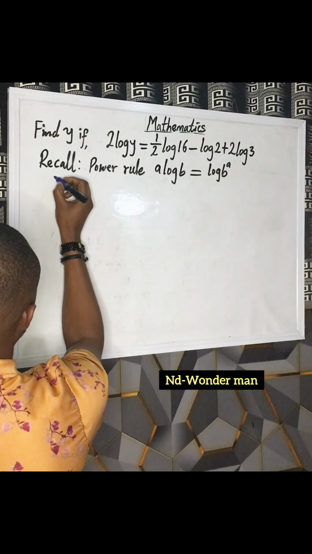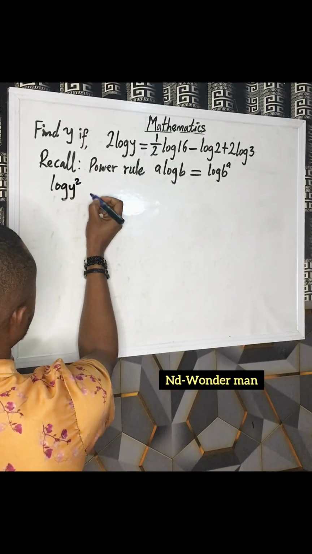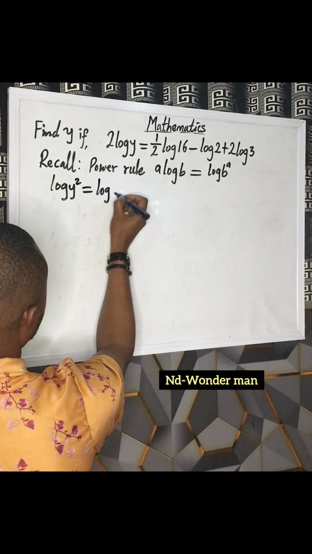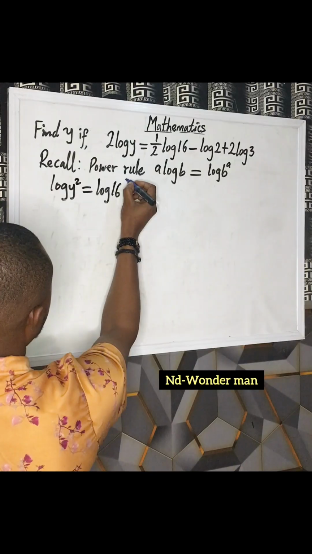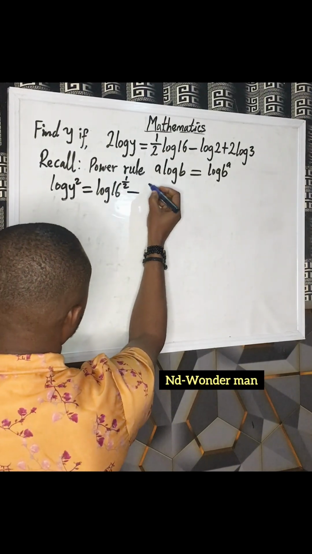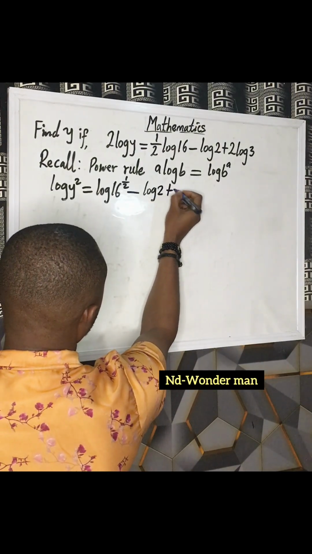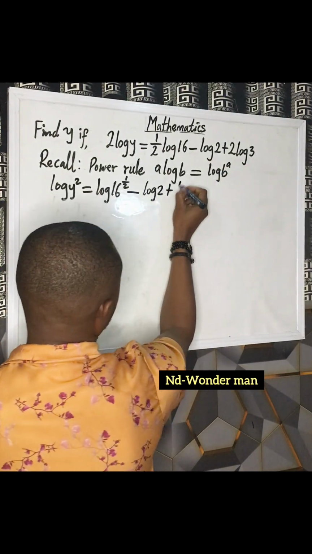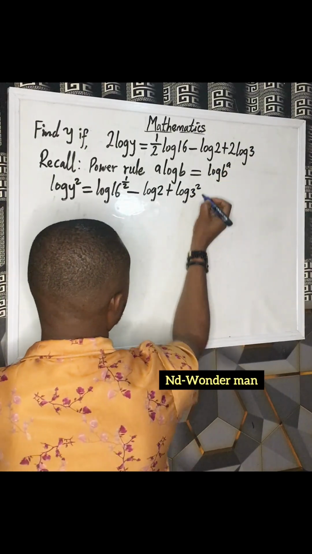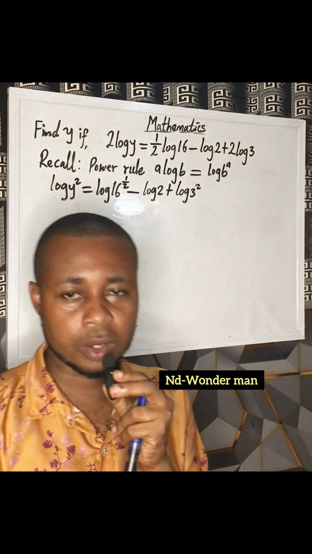This becomes log y raised to power 2 is equal to, this becomes log 16 raised to power half minus log 2 then plus log 3 raised to power 2. That is the importance of power rule.